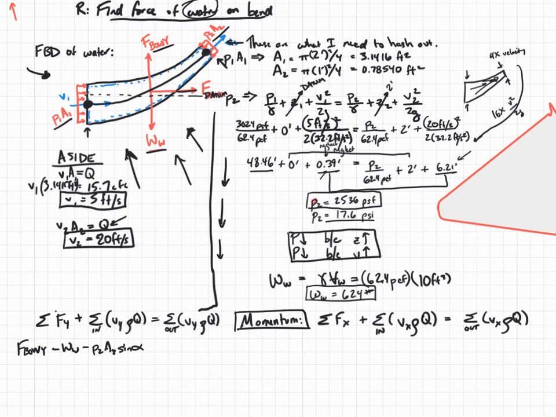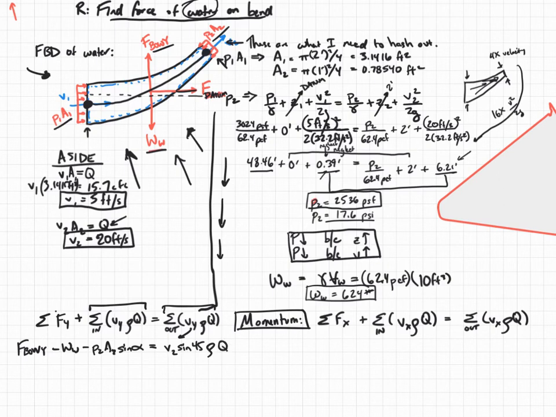Now we need to do the momentum fluxes, which I've labeled in blue up there. I've only got one in, and that's V1. But V1 is not in the y direction, so we'll go ahead and erase that plus and make it an equal sign. I don't have any y momentum coming in. I do have y momentum coming out, though. I've got V2. So it's V2 sine 45 times the density of water, rho, times Q.